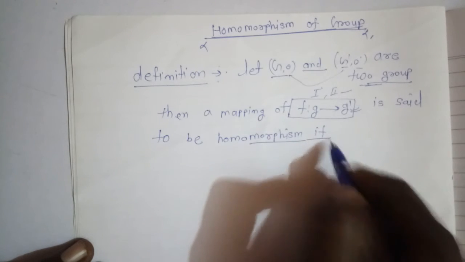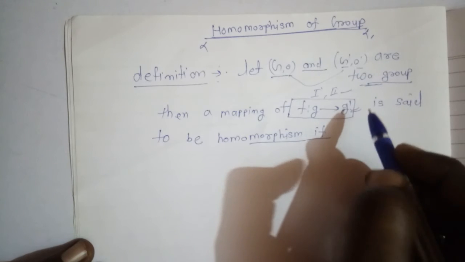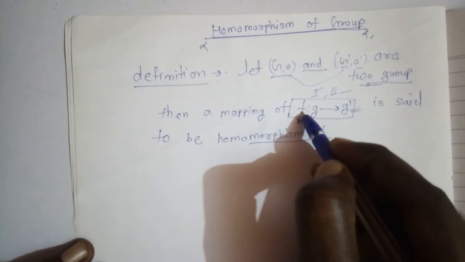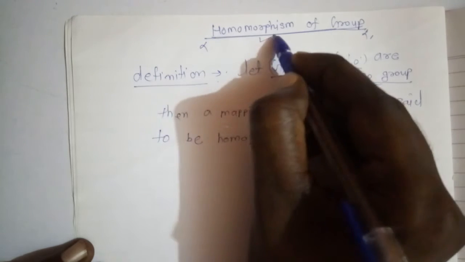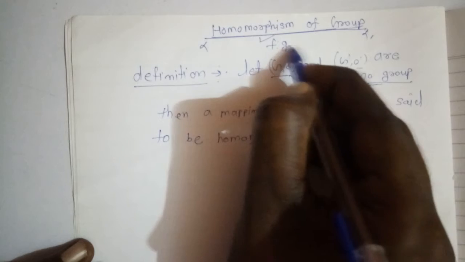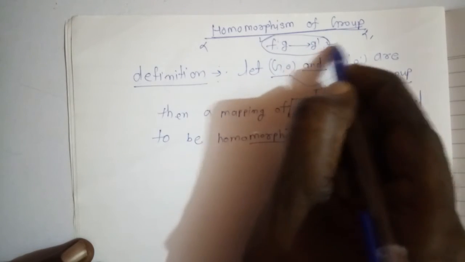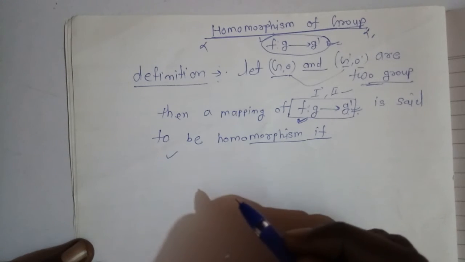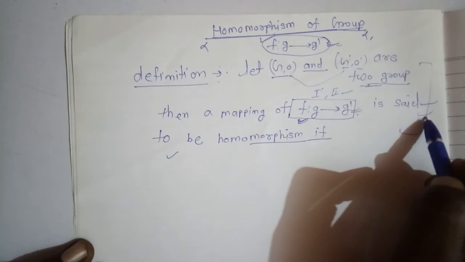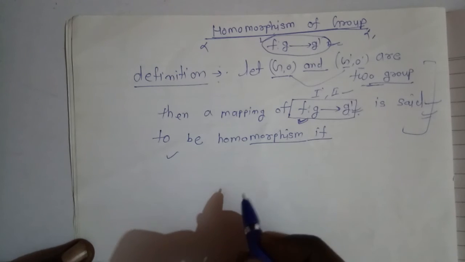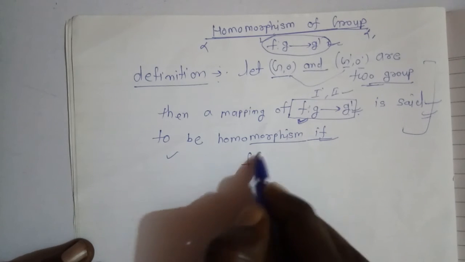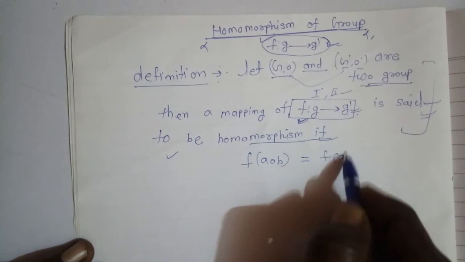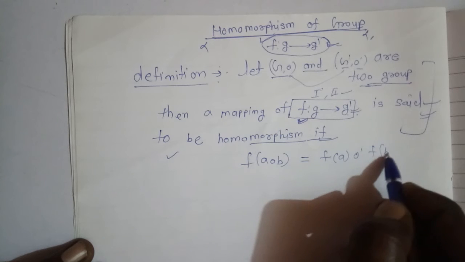if, what I say, this is the mapping f such that G tends to G'. This mapping is called a homomorphism. Okay, but a condition is applied. And what is the condition? The condition is f(a o b) equals f(a) o' f(b).